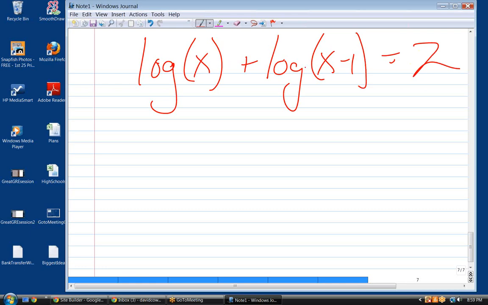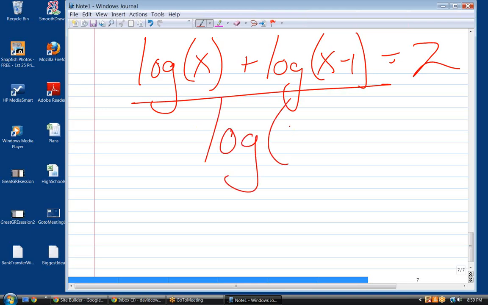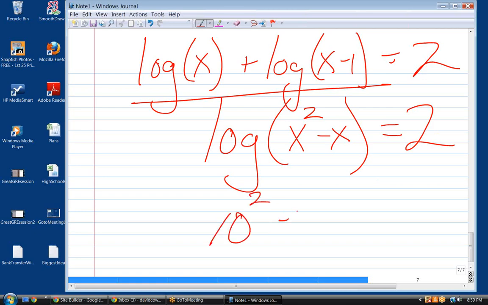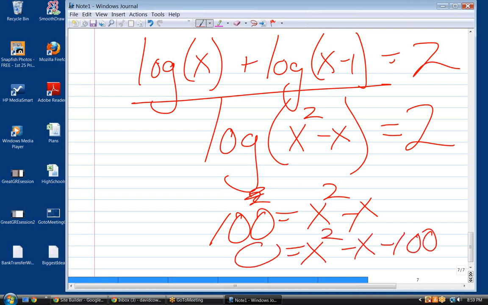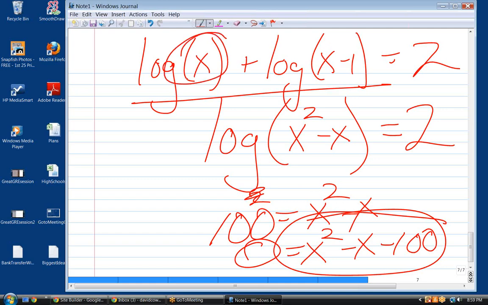In order to solve this equation, I first have to put that into one expression. Then 10 to the 2 equals x squared minus x. 10 to the 2 is 100. So I have x squared minus x minus 100 equals 0. Solve that quadratic. Throw out the negative solution because that will violate that domain, because you can only take logs of positive numbers.